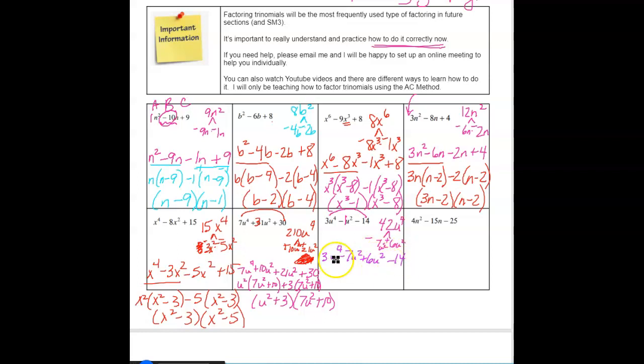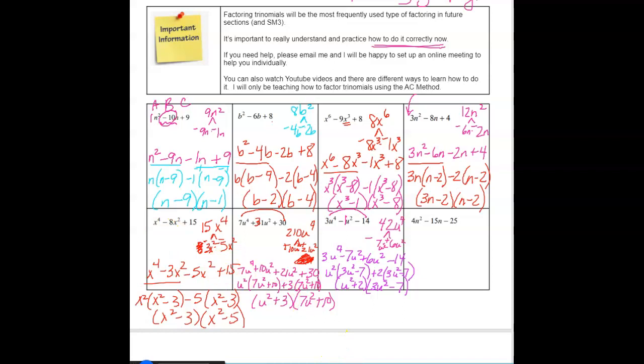So see, I don't have to put the 6 with the 3 and the 7 with the 14. It won't matter. Well, we can take out a u squared. So 3u squared minus 7. 6 and 14, I can divide by 2. And it works out. So u squared plus 2 and 3u squared minus 7.